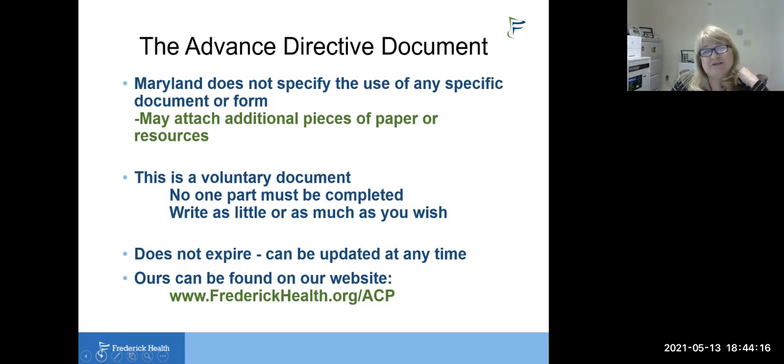And I've actually added some things in for my kids because it's going to be hard. And I want them to know that whatever decisions they make, I know that they're going to make the best decisions based on what they've heard me say and the things that I've documented. So I put some little funny things in there to make it a little bit easier for them. And this is a voluntary document. Like I said before, you don't have to complete both parts. You can complete just the living will or just the healthcare agent.